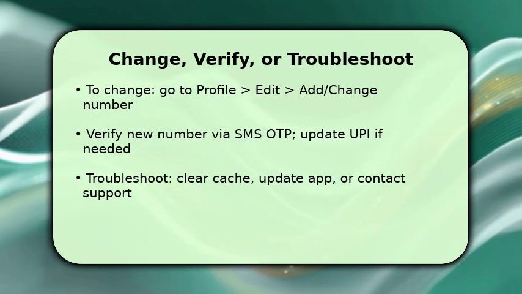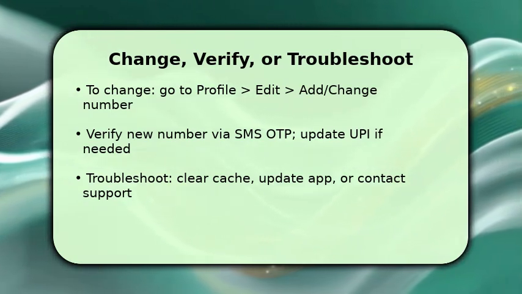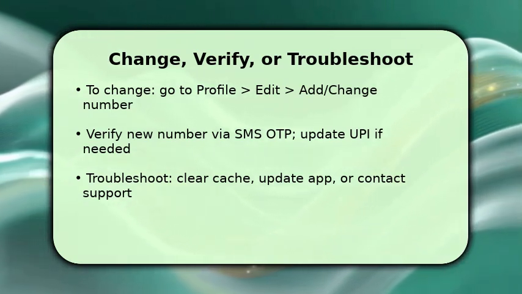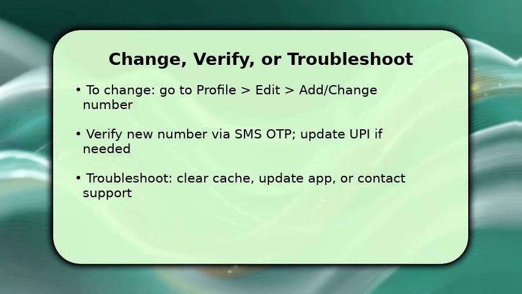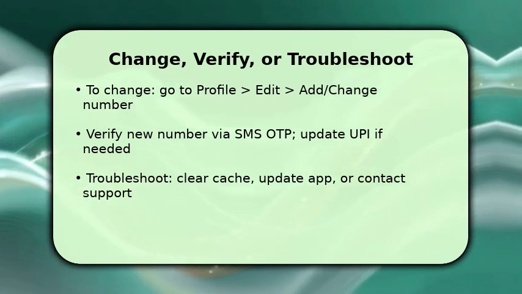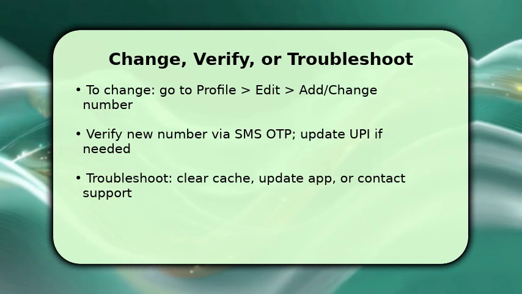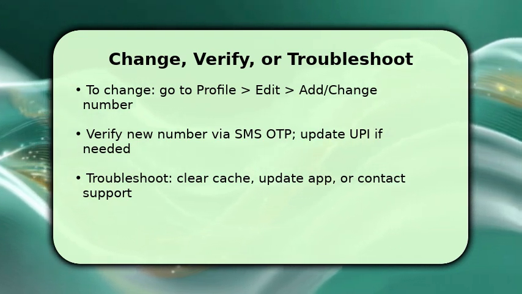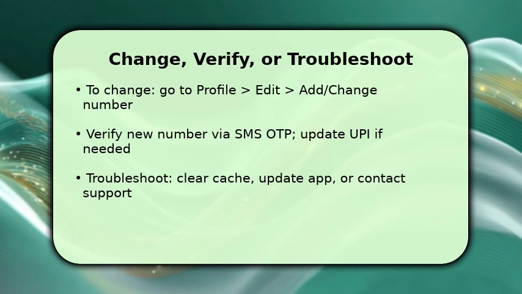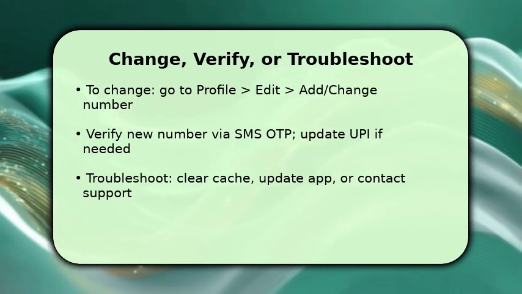To finalize changes, edit your profile and add or change the mobile number. You must verify any new number with an SMS OTP so PhonePe can reissue or remap your UPI credentials. Once verified, make sure UPI settings and bank linkage reflect the new number. Some banks require separate updates.